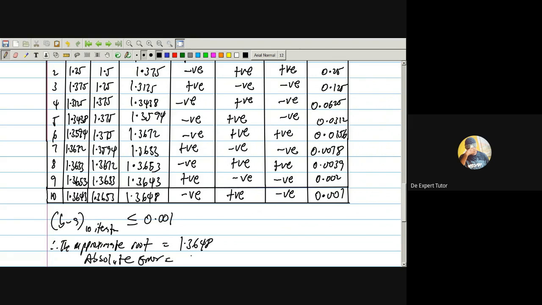My absolute error is half of A minus B, or B minus A, anyway. So what do we have? One half. What is my A minus B? What do we have? 0.001. Yes, 0.001. And what's my answer?